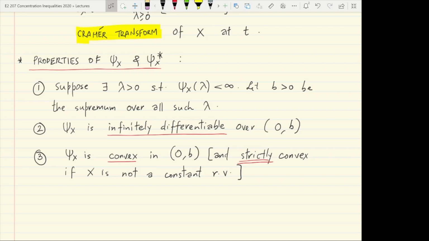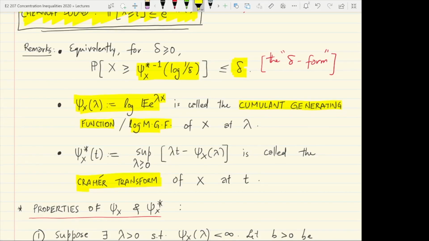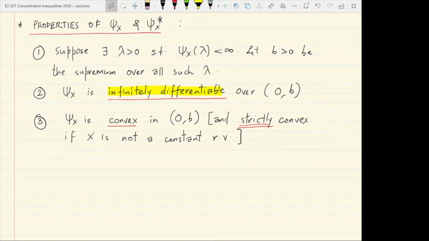We have then that Cx is infinitely differentiable over the interval 0 to b. This is not very surprising because if you look at the definition of Cx, it is the log of the expected value of e raised to lambda x, and wherever this is finite, we know that the exponential is a very well behaved function in its domain of convergence, and it can be differentiated and integrated infinitely often. So Cx of lambda just inherits the smoothness properties of the exponential function. You can think of it in that way.